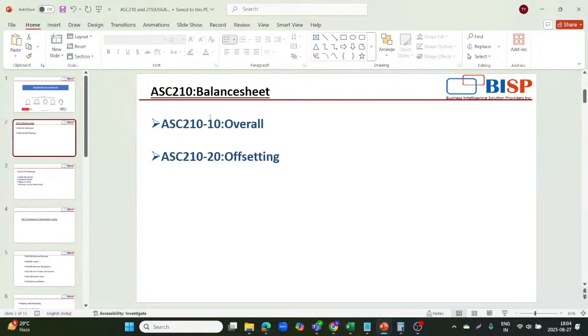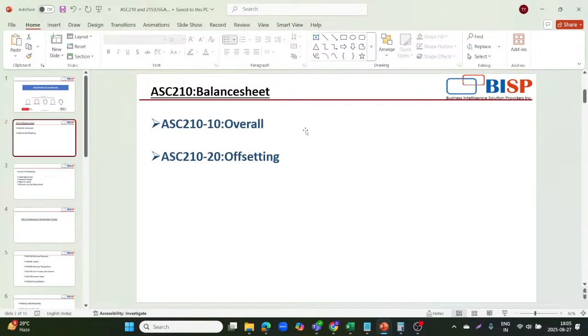So let's start with the first codification, 210-10. It focuses on presentation aspects of the balance sheet, classification of current and non-current assets and liabilities in the operating cycle. When appropriate, it is also permissible, if you feel that liquidation is imminent, to go ahead with the liquidation basis of presenting your balance sheet as well. So this subtopic provides guidance on the overall aspect and the presentation and disclosure of the balance sheet.